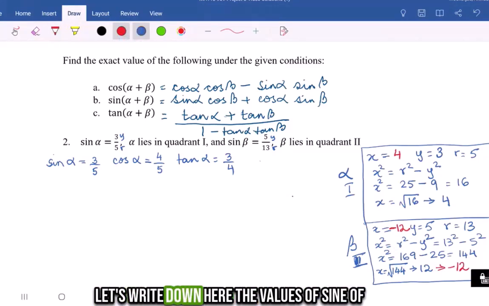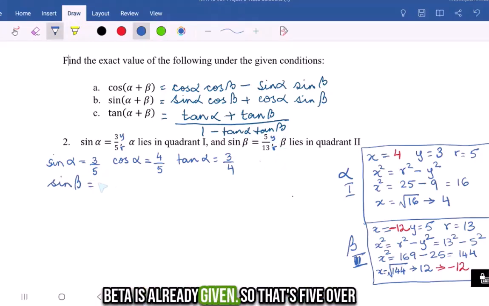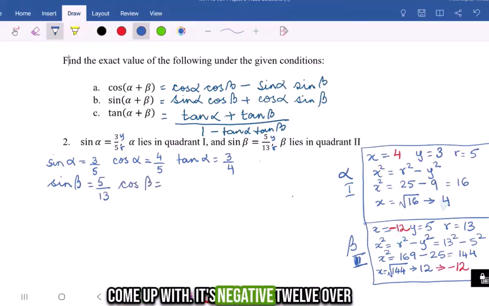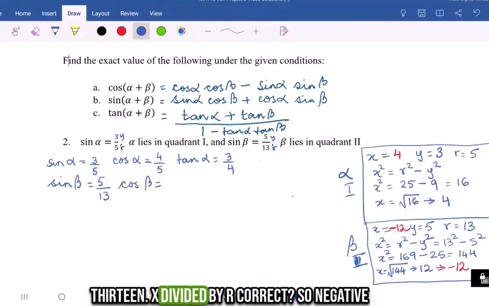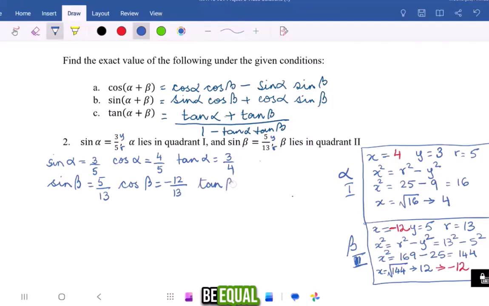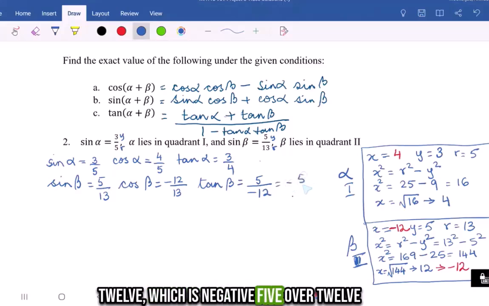Now let's write down here the values of sine of beta, cos of beta, and tan of beta. So sine of beta is already given, so that's 5 over 13. Cos of beta is what we have to come up with. It's negative 12 over 13. X divided by r, correct? So negative 12 over 13, and tan of beta will be equal to y divided by x, so 5 divided by negative 12, which is negative 5 over 12.